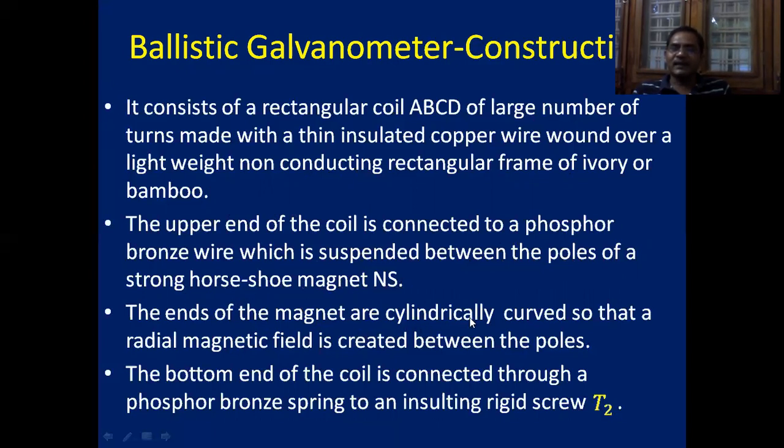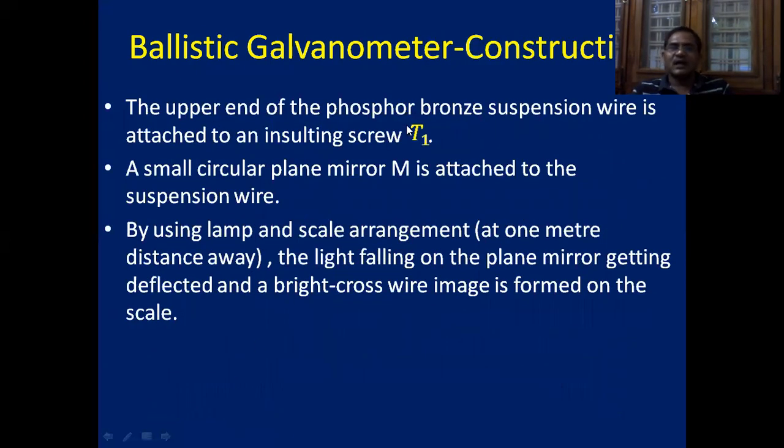The ends of the magnet are cylindrically curved so that a radial magnetic field is formed between the poles. The bottom end of the coil is connected to the rigid screw T2 by using a phosphor bronze spring. The upper end is connected to the screw T1, right? Now, a small circular plane mirror M is attached to the suspension wire.